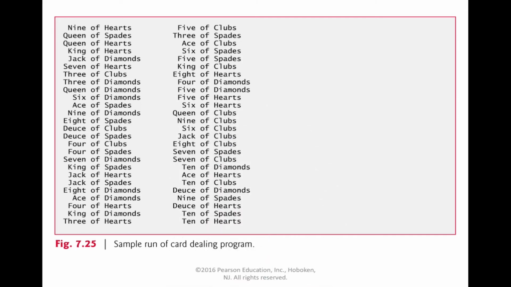We're going to print those out in a 2-column format, so that in this particular run, the very first card after we shuffled the deck, the card on top was the 9 of hearts. Then the Queen of Spades, the Queen of Hearts, the King of Hearts, the Jack of Diamonds, the Seven of... Oh, no, wait. It would be the Nine of Hearts, the Five of Clubs, the Queen of Spades, the Three of Spades, the Queen of Hearts, the Ace of Clubs, on and on, and you'll have all 52 cards. So that's pretty simple.